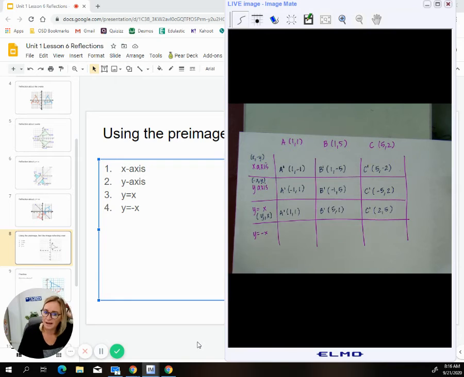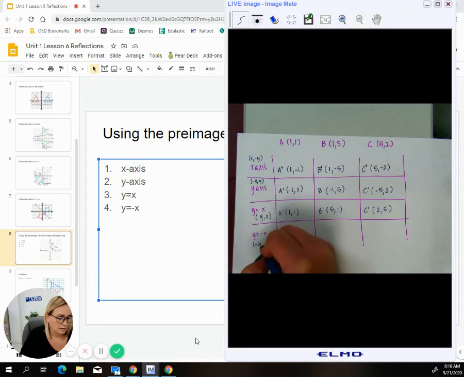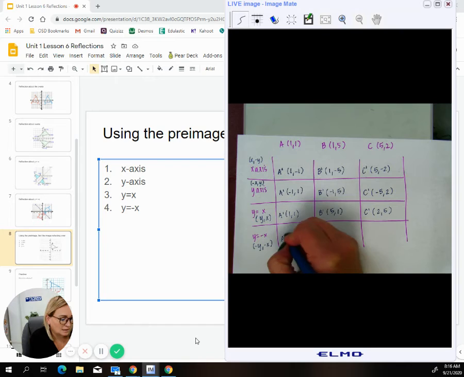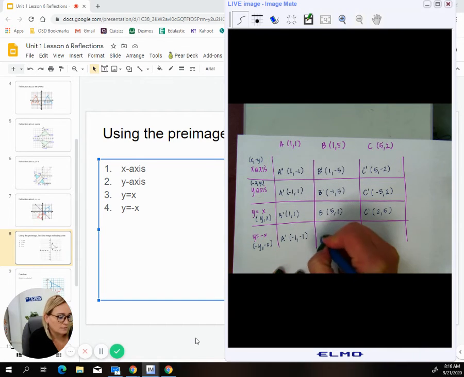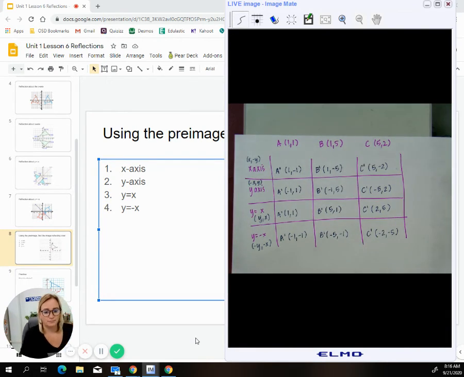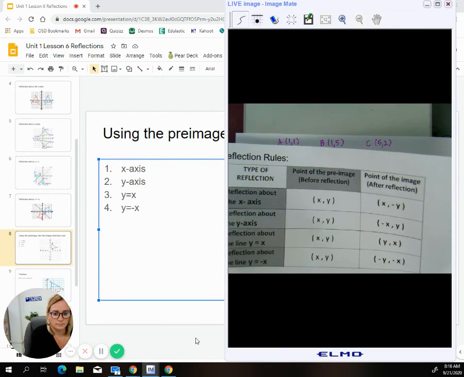Okay, and then the last one is y equals negative x. It shows you that we're going to take whatever we did for y equals x and now they're both going to be negative. So basically that means that this is going to be (-1, -1), (-5, -1), and (-2, -5). And that is how you use this formula sheet to be able to find your rules.